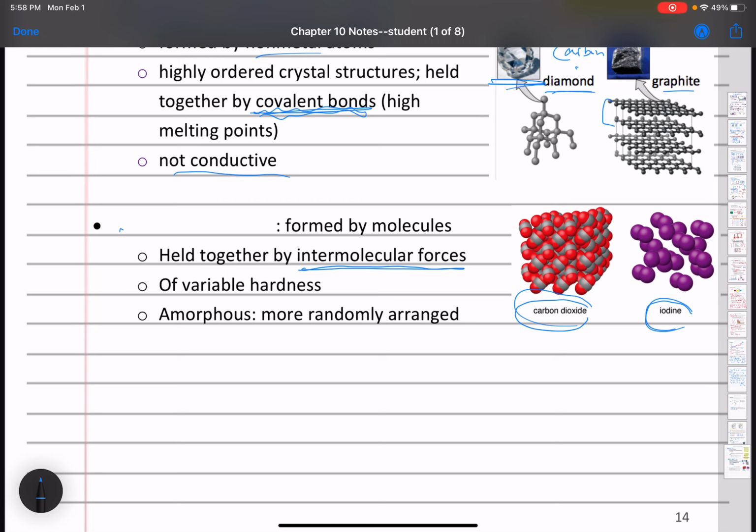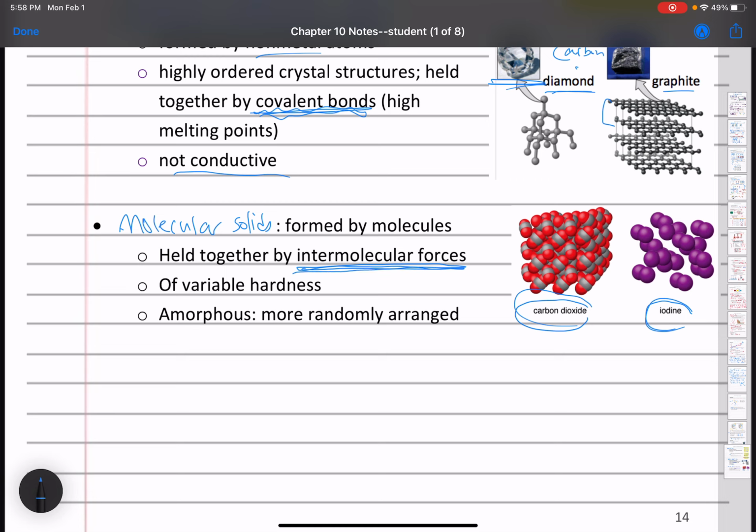So these are called molecular solids. And so ice would be an example of a molecular solid, with water molecules being held together by hydrogen bonds.